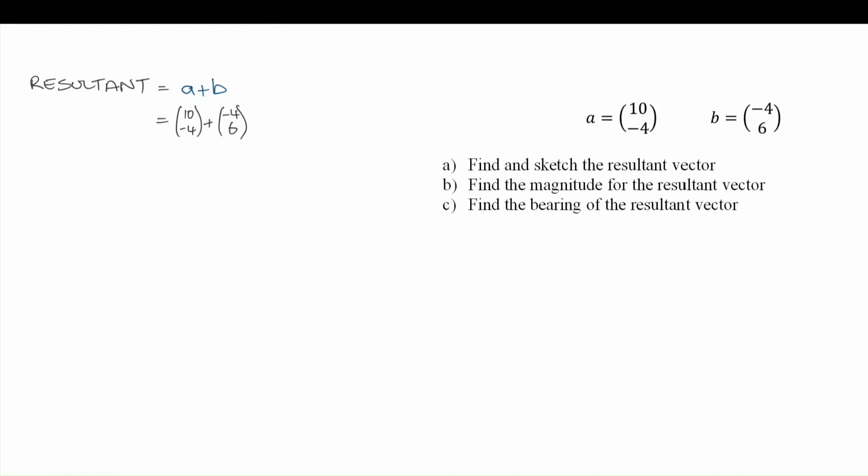Focusing on the horizontal components, we're going to get +6, and the verticals, we're going to get 2. This is our resultant vector, (6, 2). We need to sketch this.